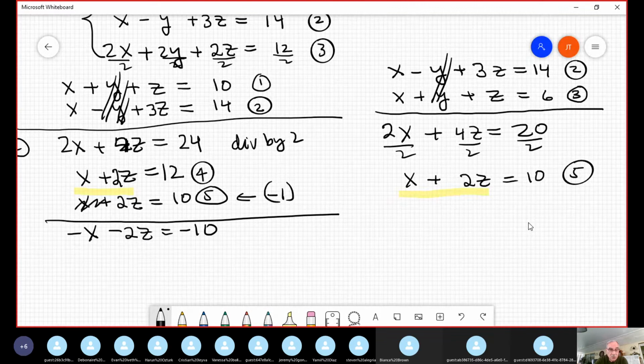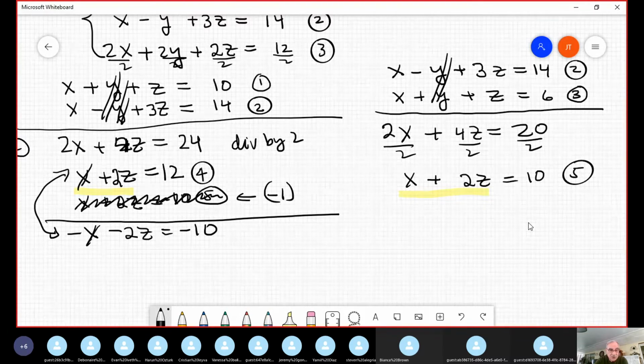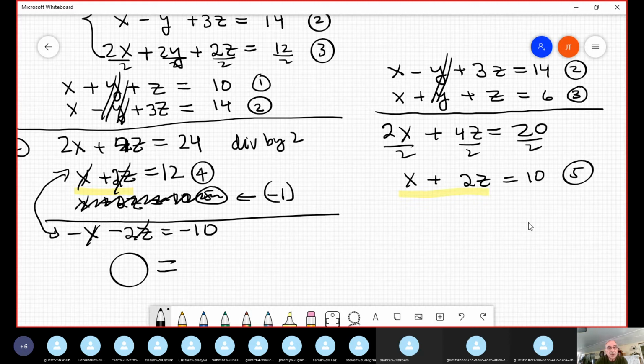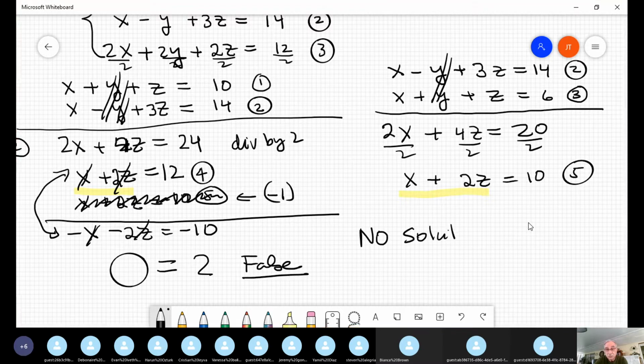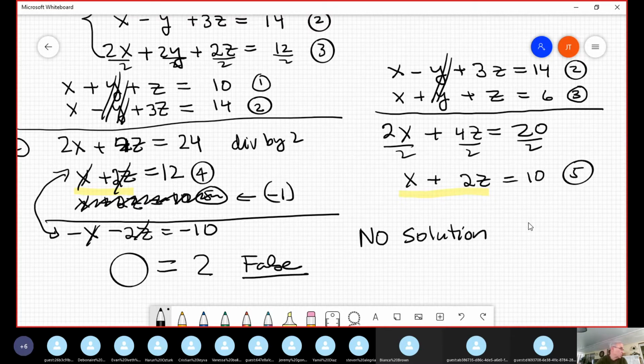And you add this and this. X minus x is cancelled. Wow. Z and z is cancelled. So on the left-hand side, we have 0. On the right-hand side, we have 2. Again, it's a completely false statement. Therefore, no solution. This system has no solution. The name of this system is inconsistent. Inconsistent.